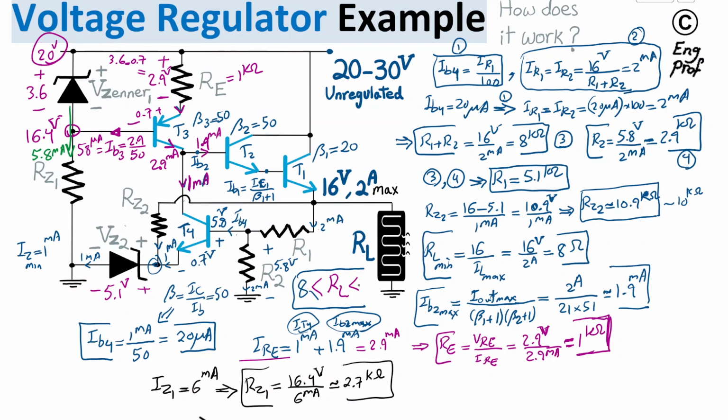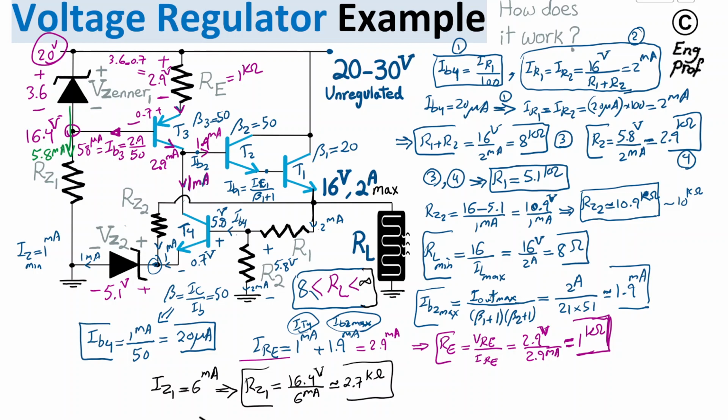And of course RL can go to infinity on paper, so we can open basically here and have RL effectively infinity, because in that case the only thing that transistor T1 is sending out is 2 milliamp for the series of R1 and R2 and 1 milliamp for RZ2, and that's fine. There is nothing wrong about that. So RL can be at least 8 and up to pretty large values. So that's the conclusion here.